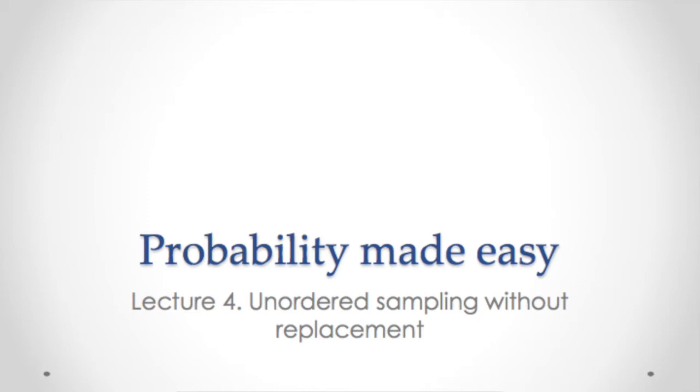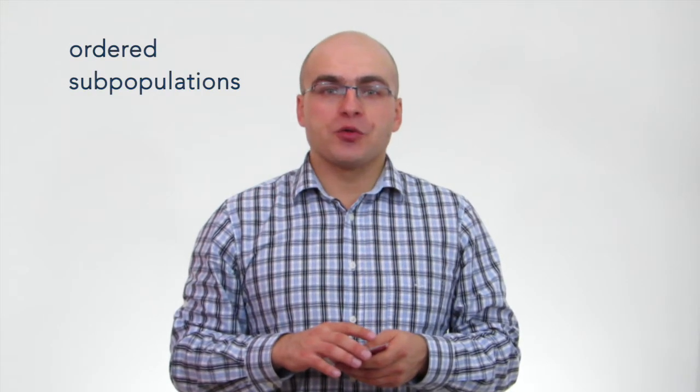Lecture 5. Unordered sampling without replacement. Subpopulations. In the previous lecture, you learned how to count ordered subpopulations. In this lecture, you will learn how to count unordered subpopulations. To begin with, let us discuss the following problem.